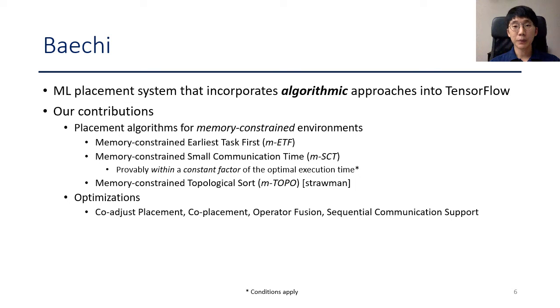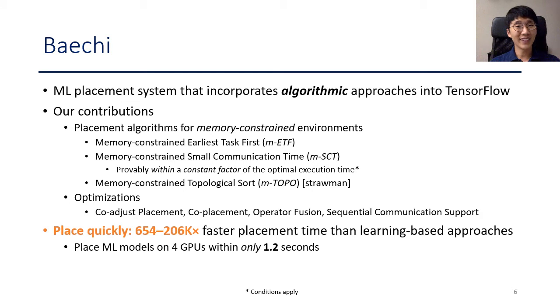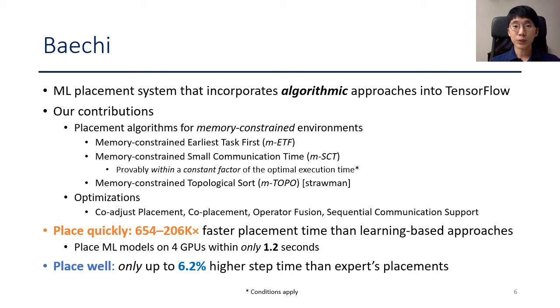The next contribution is proposing optimization techniques that are necessary for efficient performance. With these, our Baechi system achieves both goals as mentioned before. Baechi generates the placement about 700 to 206,000 times faster than the learning-based approaches. In our evaluation, a model is placed on 4 GPUs within only 1.2 seconds. Also, the placed model shows only up to 6.2% higher step time than the expert placement. Next, I'll present how our placement algorithms work.